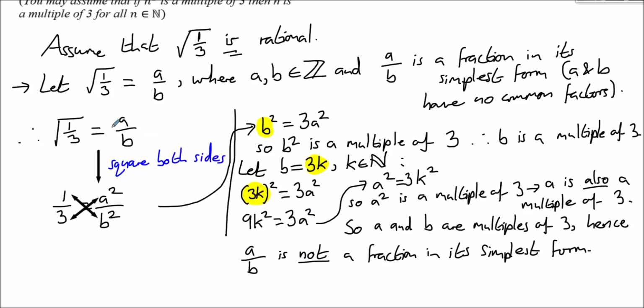We've followed it through carefully and logically, and not made any mistakes with our reasoning. So the only conclusion is our initial assumption must have been false. So therefore, root 1/3 must actually be irrational. So therefore, the square root of 1/3 must be irrational.